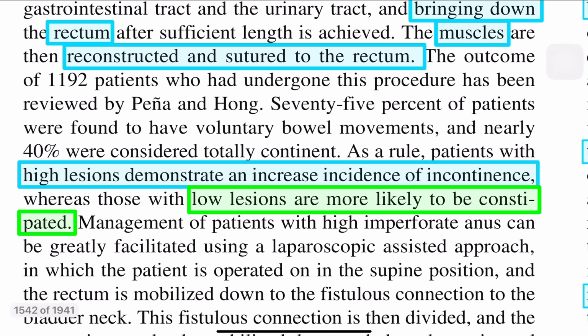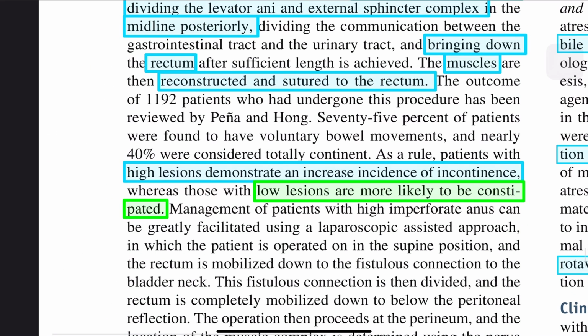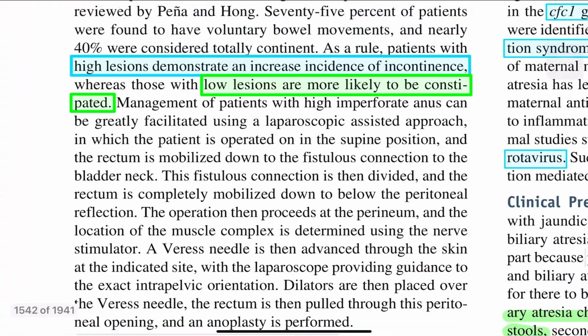In a high lesion, the main problem is incontinence. In a low lesion, the main problem is constipation. Overall, constipation is more common. Okay. Thank you.